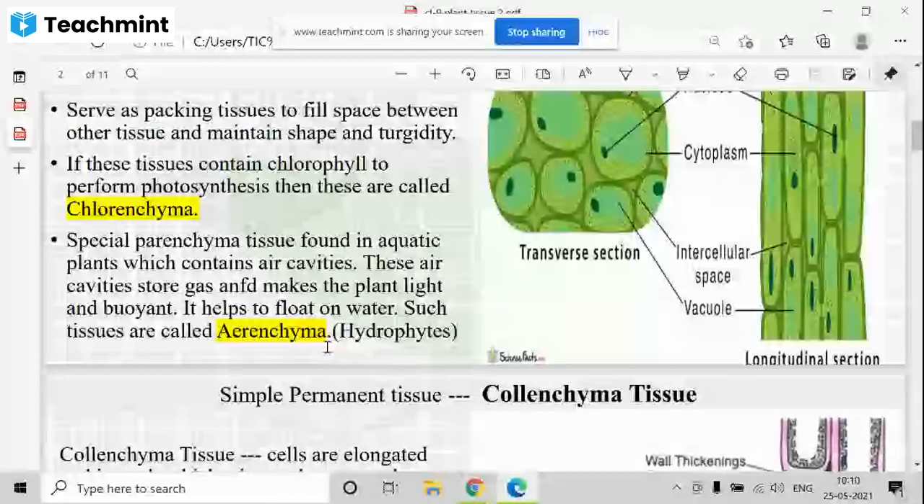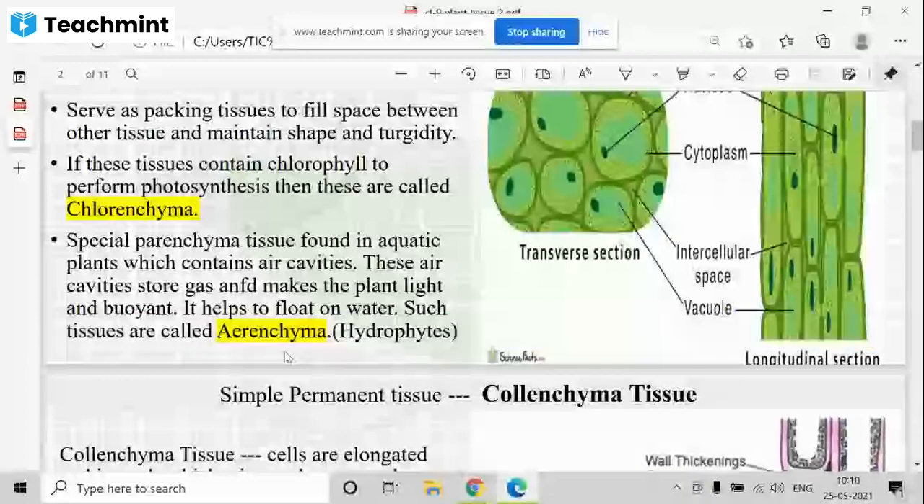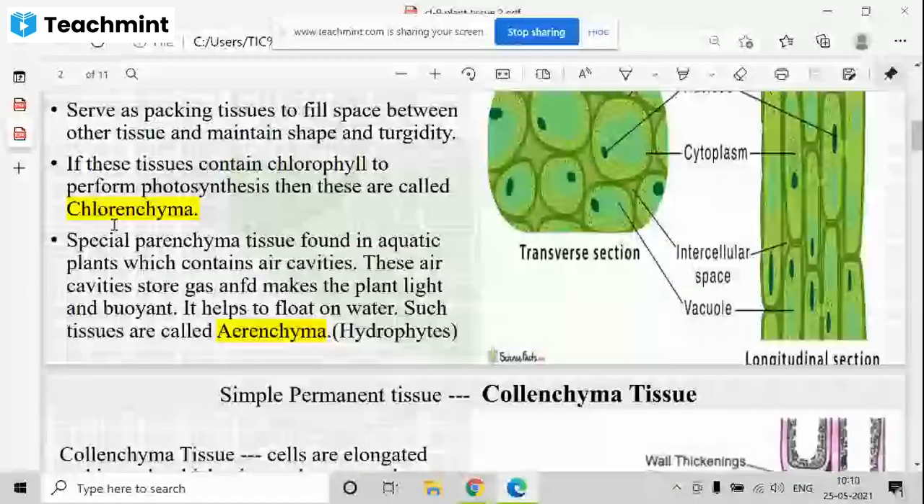It's called buoyant. It helps to float on water. Such types of tissues are called aerenchyma. Aerenchyma. The word aer came from air. See, it's related. Chyma means tissues. The word chlor comes from chlorophyll. Got it? So the words are related when these namings are given.